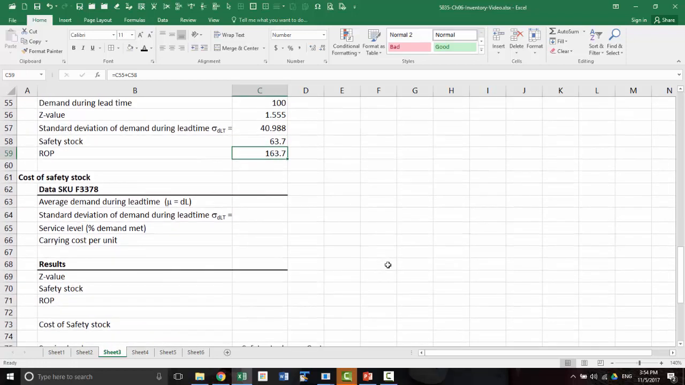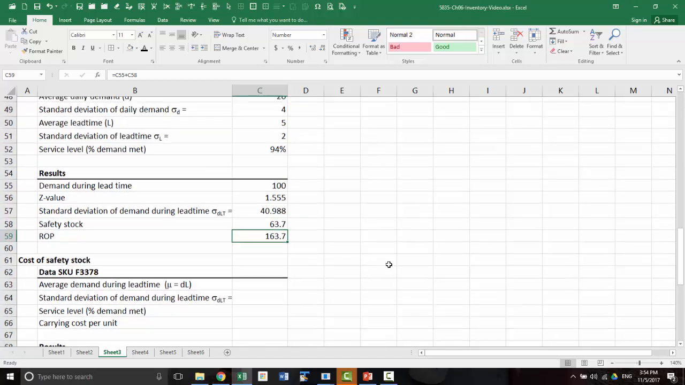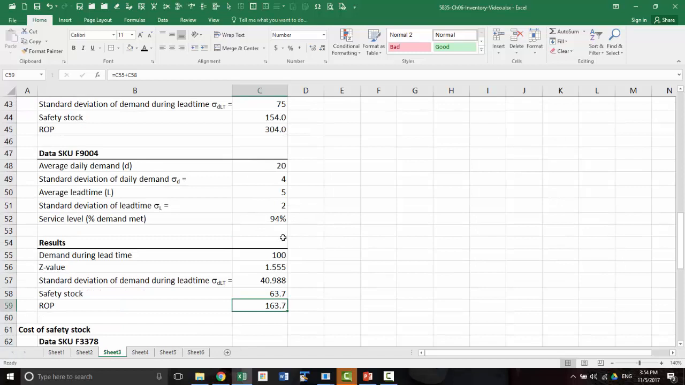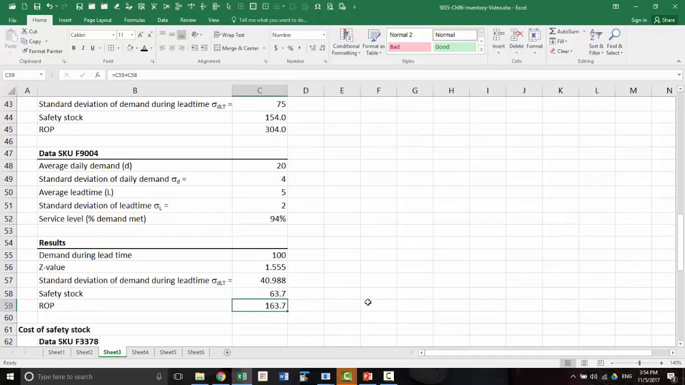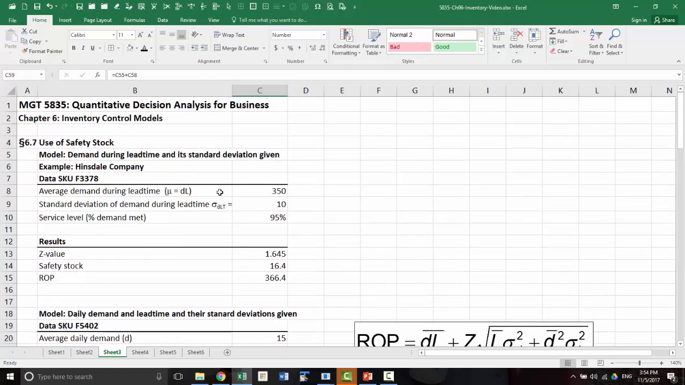Okay. Now let's look at cost of safety stock. The cost of safety stock actually increases as your service level increases. And as you get close to 100%, the cost of safety stock increases quite significantly. So that is illustrated by looking at the first item that we saw. So that is here.